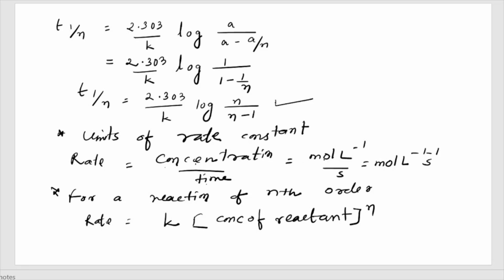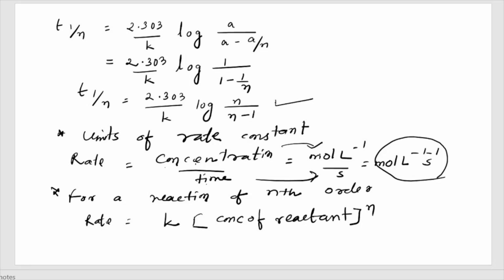Or you can write mol L^-1 if you are calculating that unit. That is why you will put it properly and divide by s. Remember, time is in seconds and concentration is this one. So concentration is this value and time is this value. Then this is the answer: mol L^-1 s^-1. This is actually the rate value that comes out here.